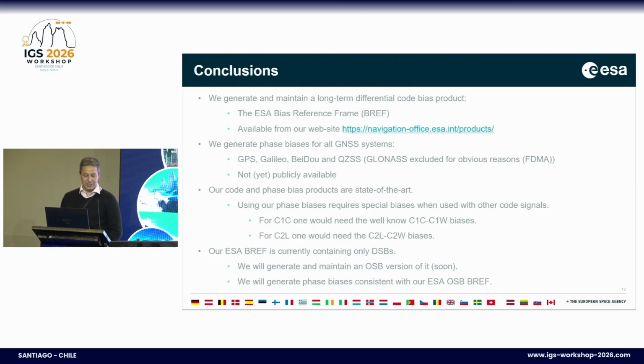So in conclusion, we maintain this long-term differential code bias product, which will become an OSP product very soon. The product, the BREF as it is at the moment, is available on our webpage. We also generate phase biases for all GNSS except for GLONASS because of the FDMA. We are not publishing them yet, but it is something we are thinking about, in particular when we have the new setup. We have to prepare the new setup first, and then we can think about publishing also the phase biases.